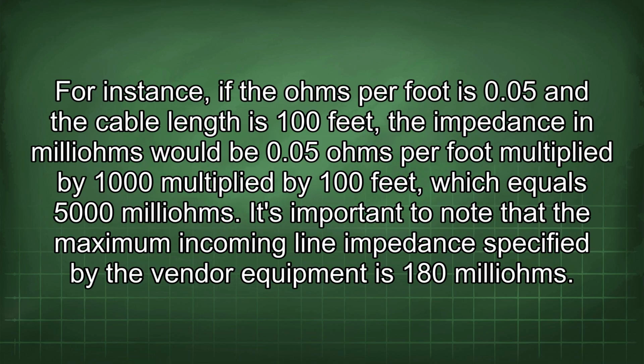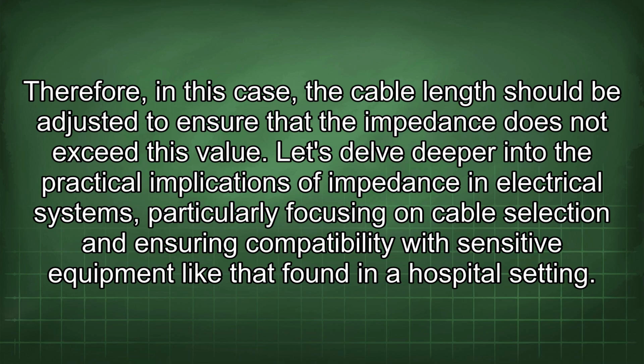For instance, if the ohms per foot is 0.5 and the cable length is 100 feet, the impedance in milliohms would be 0.5 ohms per foot multiplied by 1000 multiplied by 100 feet, which equals 50,000 milliohms. It's important to note that the maximum incoming line impedance specified by the vendor equipment is 180 milliohms. Therefore, in this case, the cable length should be adjusted to ensure that the impedance does not exceed this value.